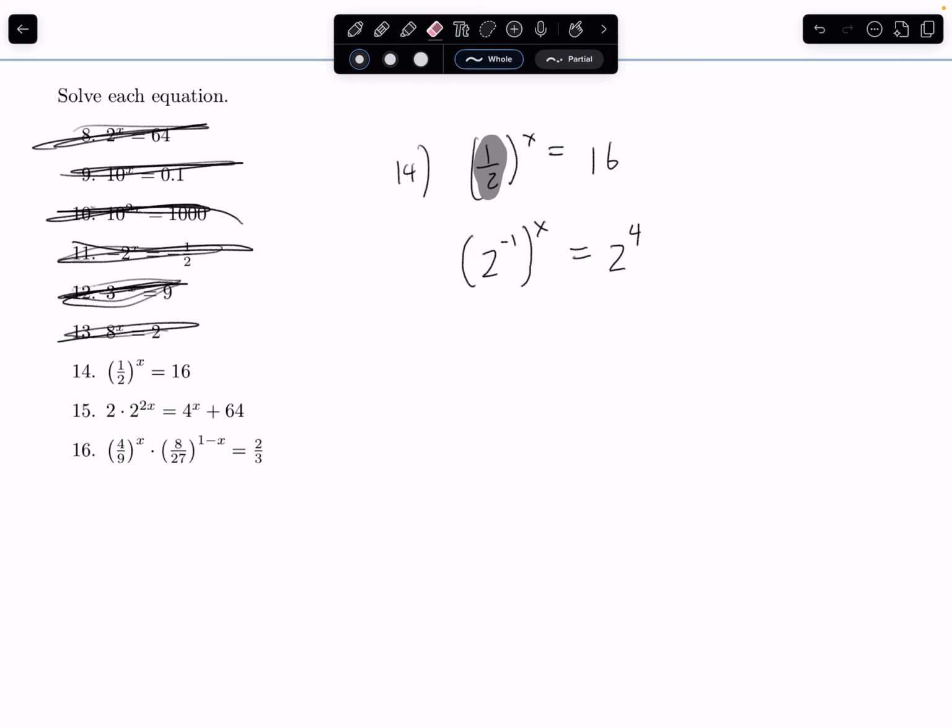Right, so I got 2 to the -1 to the x. And now I'm going to apply my rules of exponents. That's 2 to the -x, since -1 times x is -x, equals 2 to the 4th. So now I set my exponents equal to each other. -x equal to 4 means x is -4.